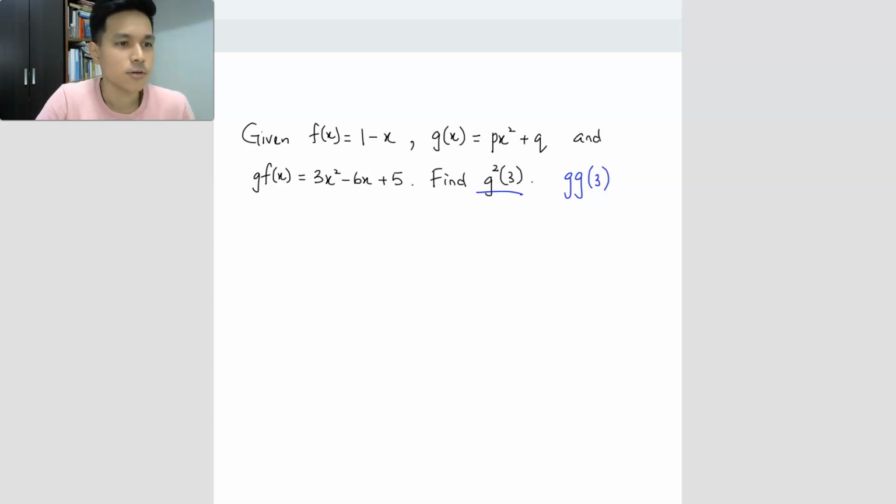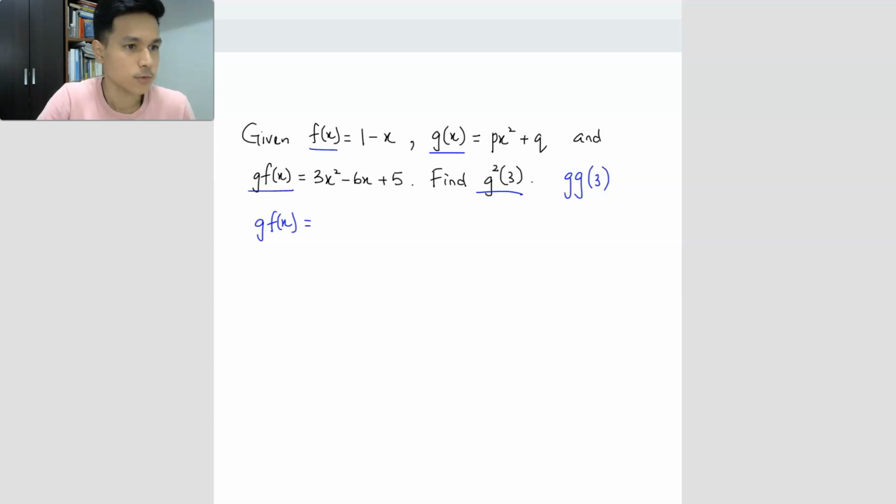So first thing is, before we can even do this, we have to find what g is first. Because the given g function here has p and q. So you need to find what p and q are first before you can solve this. So you have two steps to do. Clear? So now let's do this together. Since you are given g(f(x)), we will form a composite function with the gf composite function.